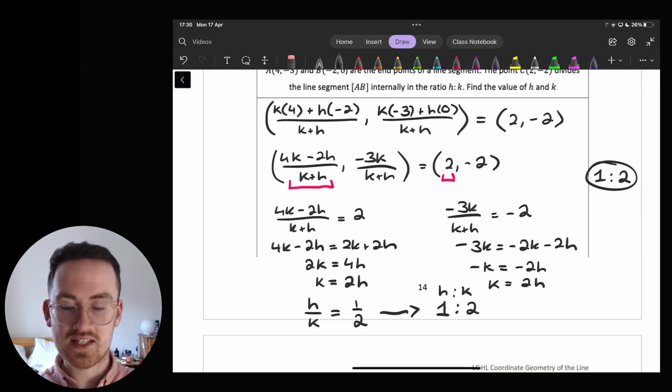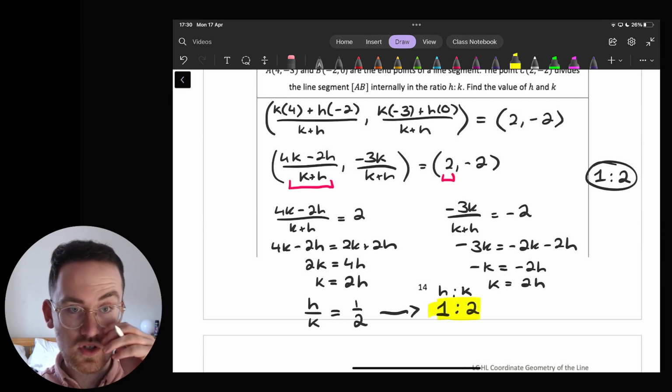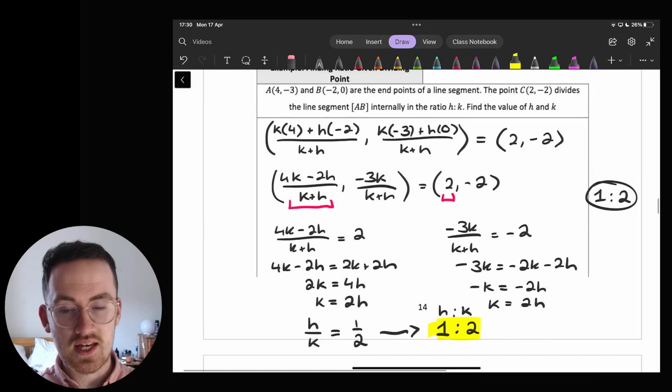In terms of that idea of moving from fraction to ratio and the relationship there, our ratio ends up being 1 is to 2. It's a 1 is to 2 ratio. So this line segment splits our line in thirds, 1/3 and 2/3.